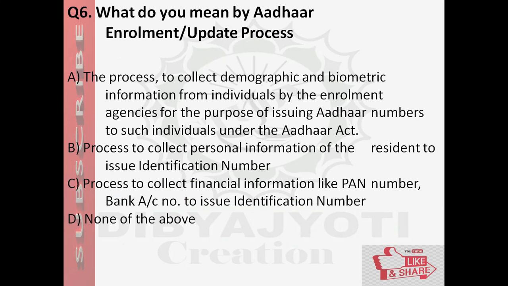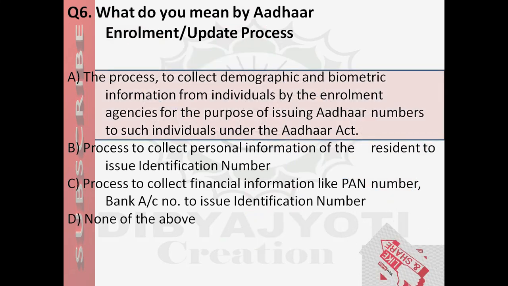What do you mean by Aadhaar enrollment or update process? Options are: option A, the process to collect demographic and biometric information from individuals by the enrollment agencies for the purpose of issuing Aadhaar numbers to such individuals under the Aadhaar Act. Option B, process to collect personal information of the resident to issue identification number. Option C, process to collect financial information like PAN number, bank account number, to issue identification number. Option D, none of above. And answer is option A, the process to collect demographic and biometric information from individuals by the enrollment agency for the purpose of issuing Aadhaar numbers to such individuals under the Aadhaar Act.